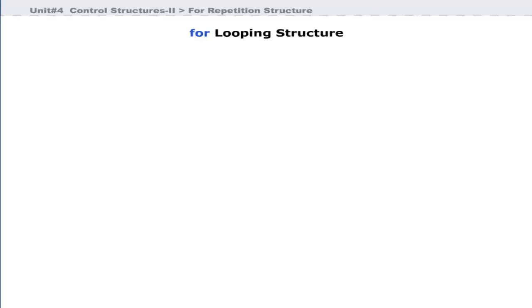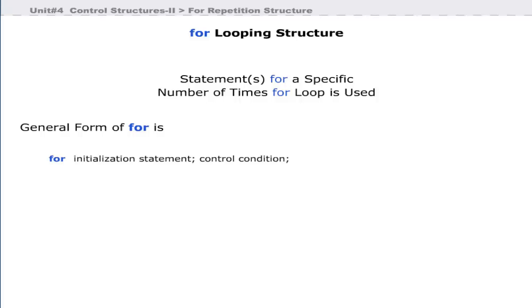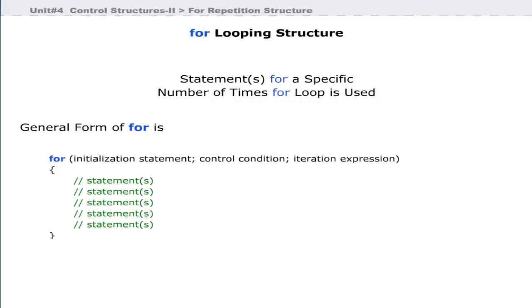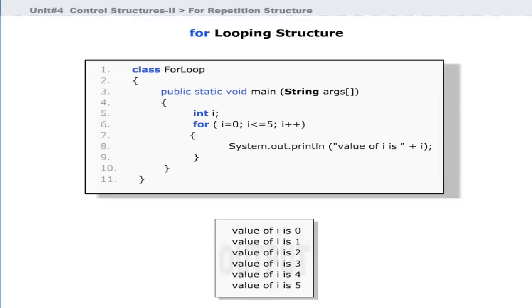Now we will discuss the for looping structure. A for loop is used to repeat statements a known number of times. The general form of for is the for keyword followed by an initialization statement, control condition and iteration expression inside the braces. The next line may be a single statement or a block of statements. Let us see a simple example that demonstrates the use of a for loop. This program prints the result as shown in the output.